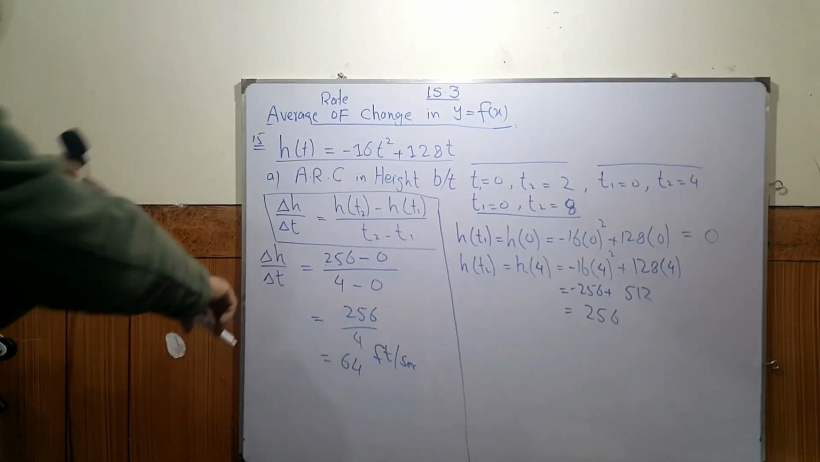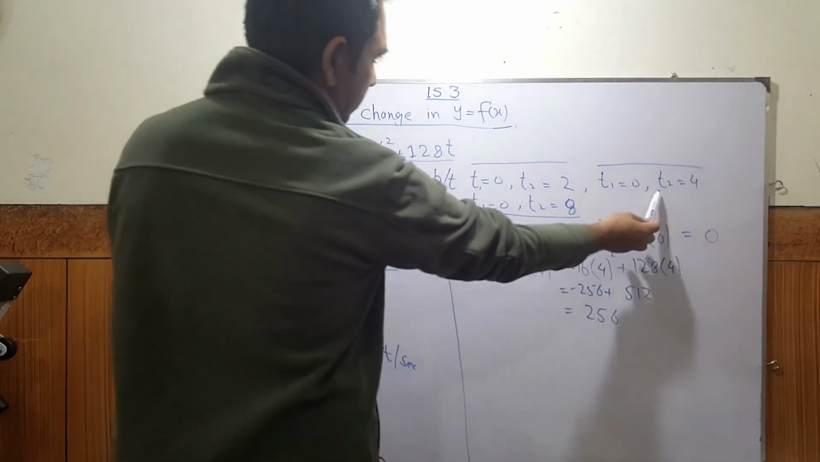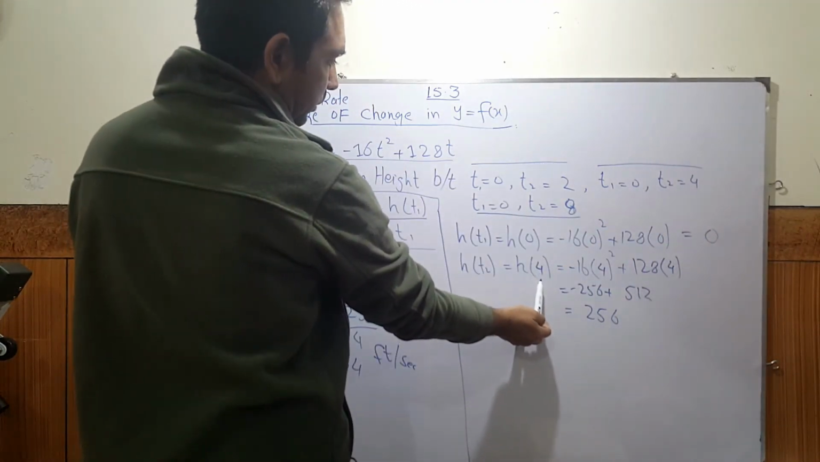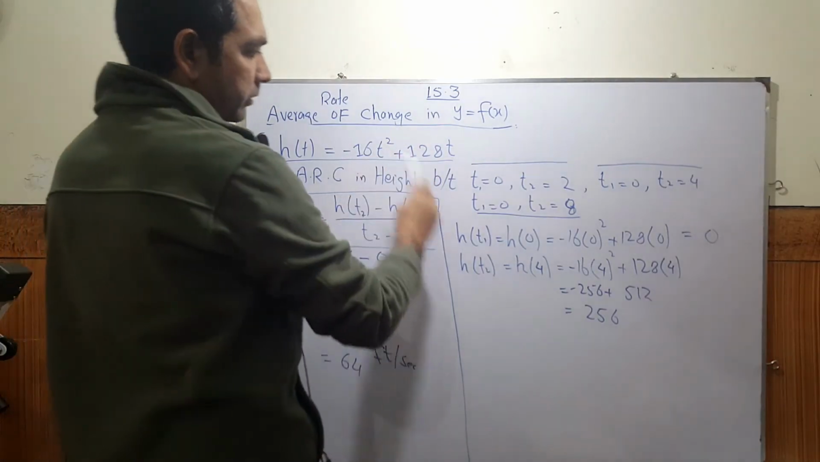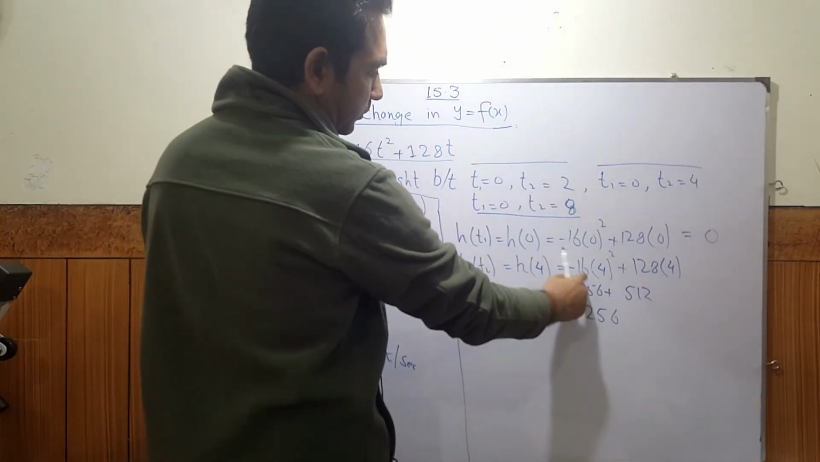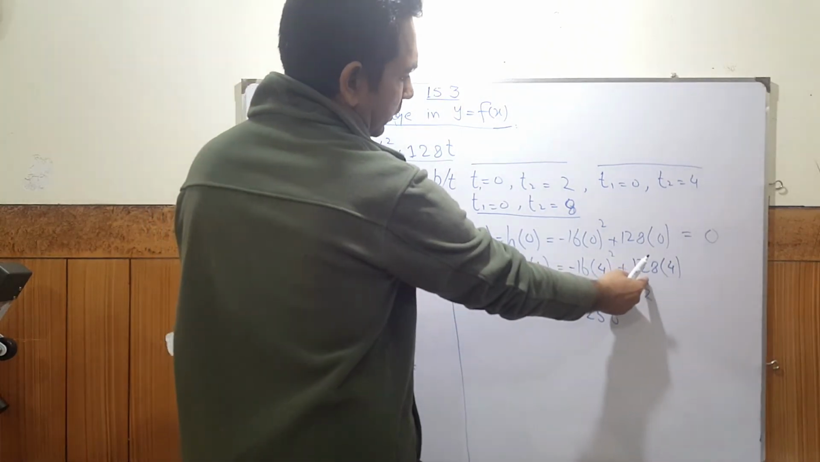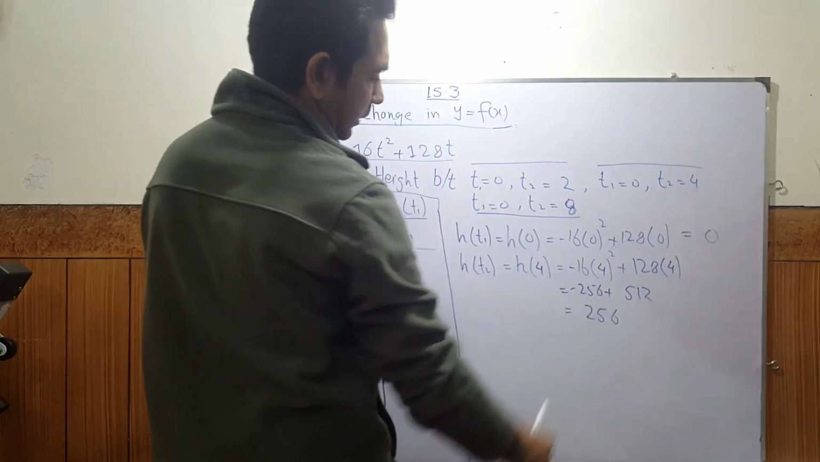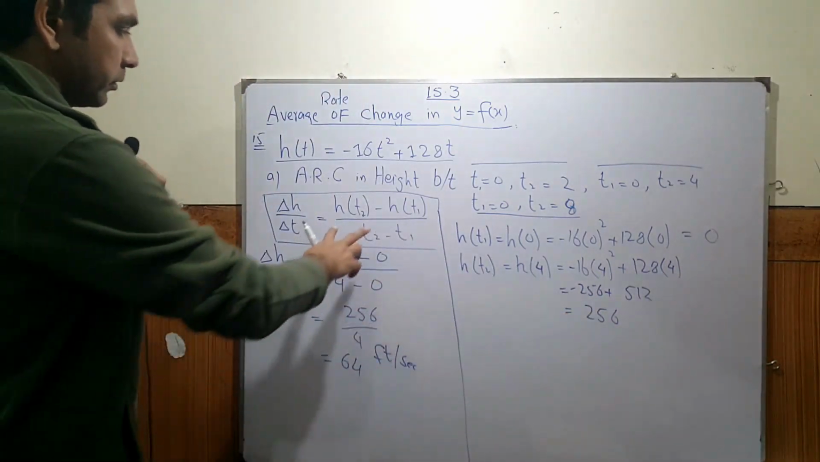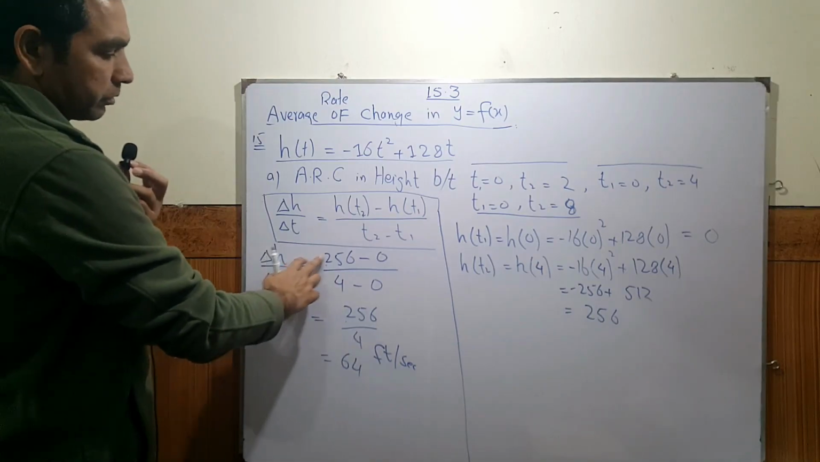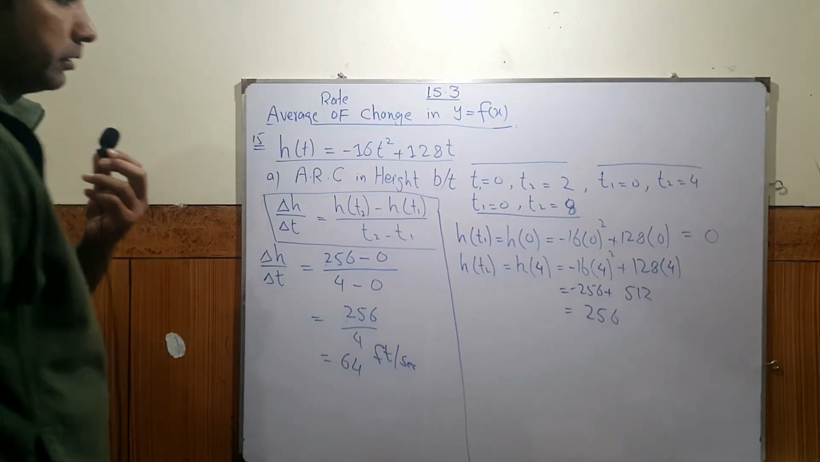In the second part, we just replace t1 by 0 and t2 by 4. If you put t as 4 in here, we get 4 squared is 16, 16 times 16 is 256, and 128 times 4 gives us 512. If you subtract them, this gives us 256. Substitute that in the formula: 256 minus 0 over 4 minus 0, and this gives us 64.